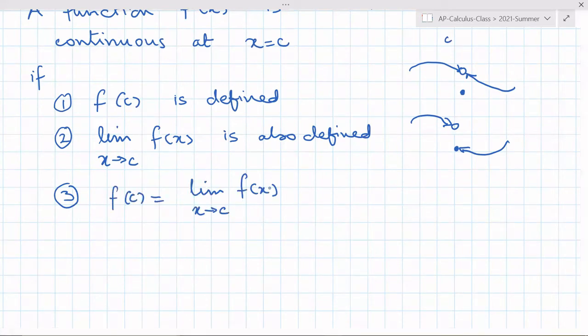So we can find whether a function is continuous at some point by checking: is there a value of the function at that point? Does the limit exist? And are those equal, the value of the function and the limit? If all of these three conditions hold, then the function is continuous at that point.